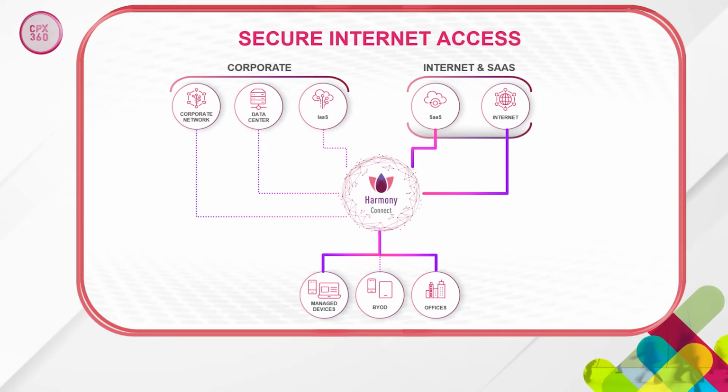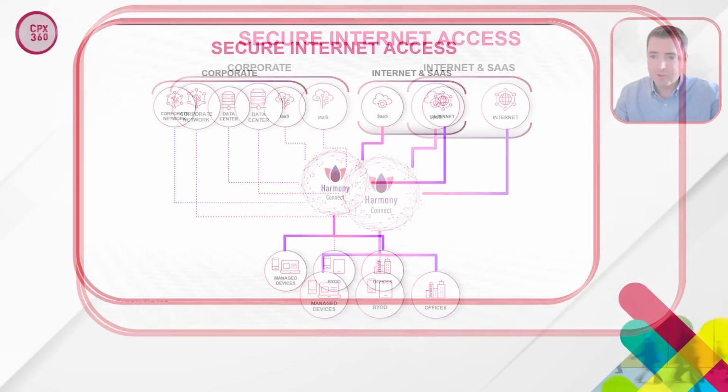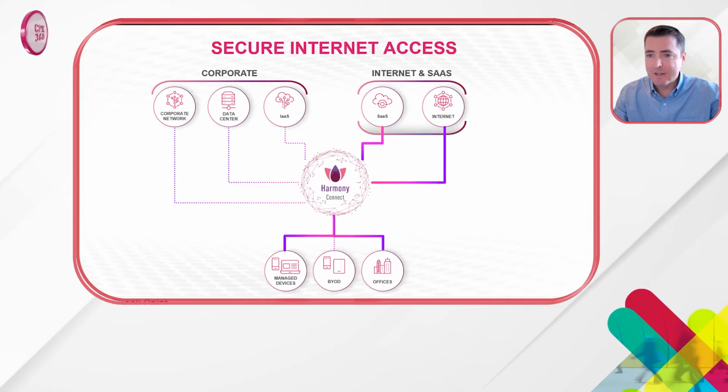On the left is our corporate access, and this is for remote access or zero trust network access. And on the right is our internet and SaaS access. And this is what we're going to be speaking about today. This is our secure web gateway, firewalls as a service, DLP type capabilities for roaming users and branch offices.